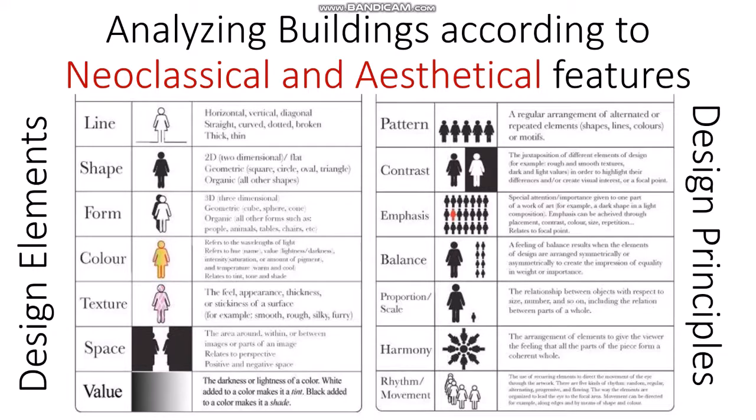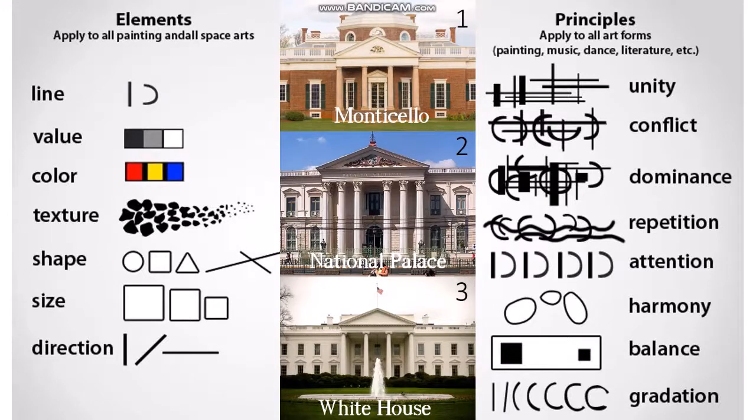And there are design elements with which we will examine the buildings: lines, shape, form, color, texture, and also we will try to examine their patterns, the contrasts or balance and harmony, and rhythm, which can also be seen in most buildings. The same table with more explanation.